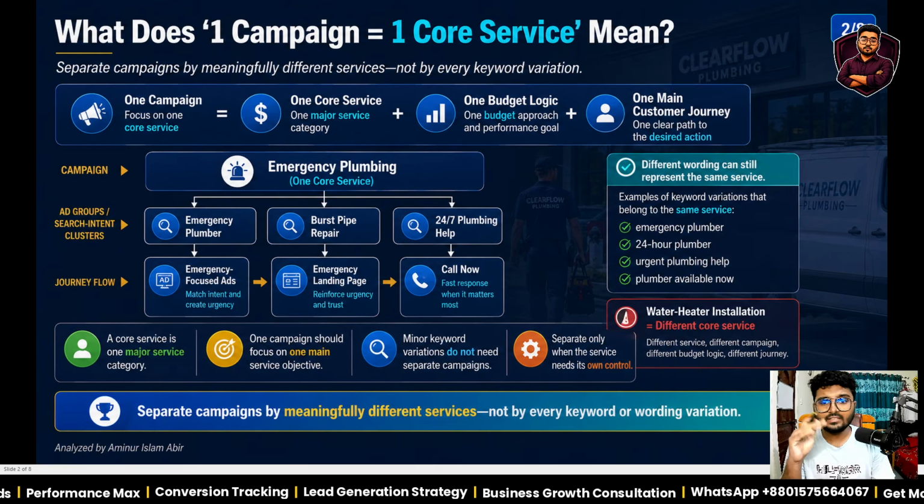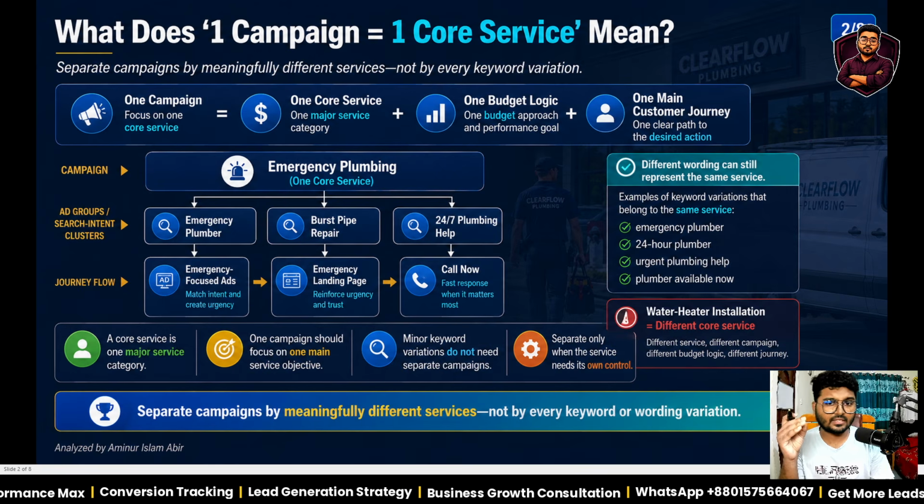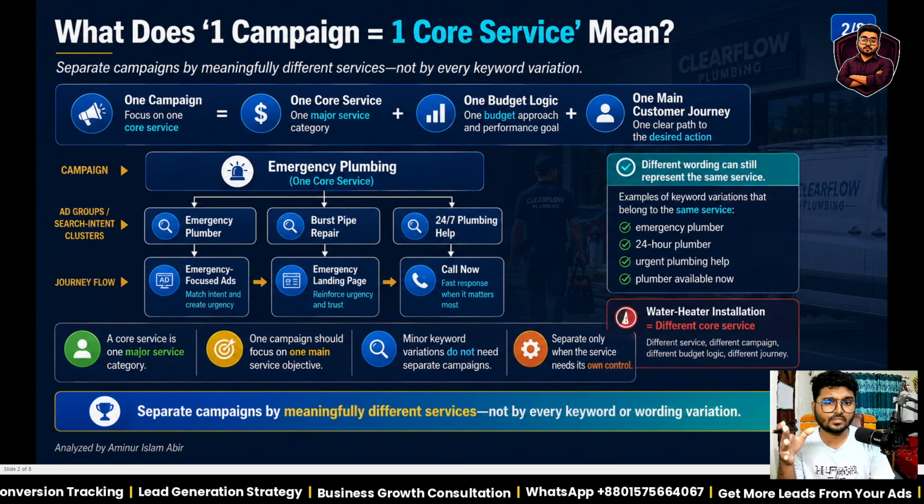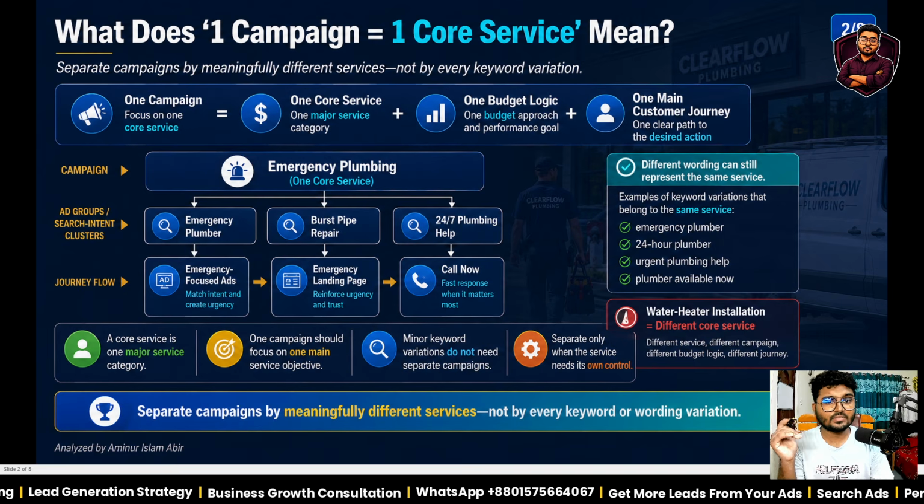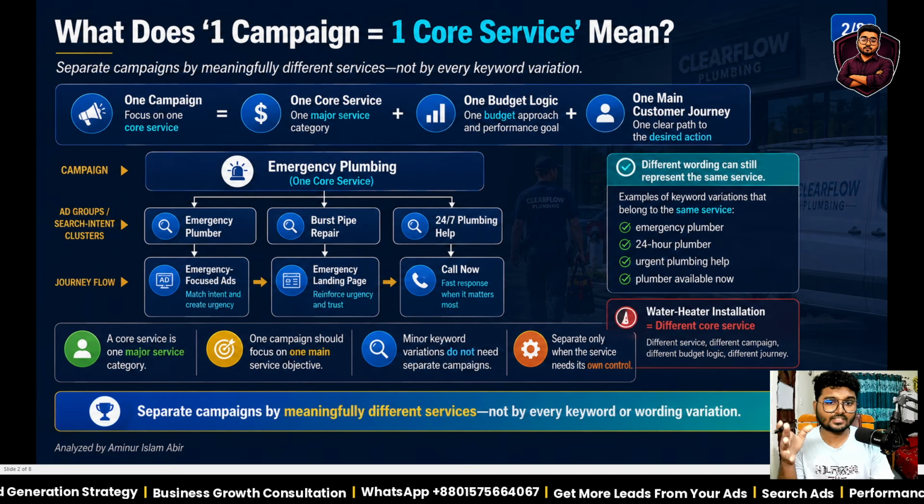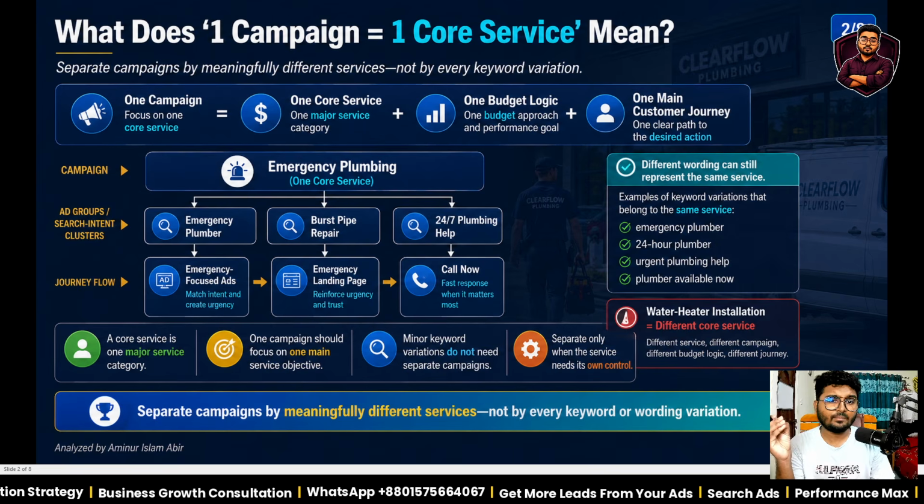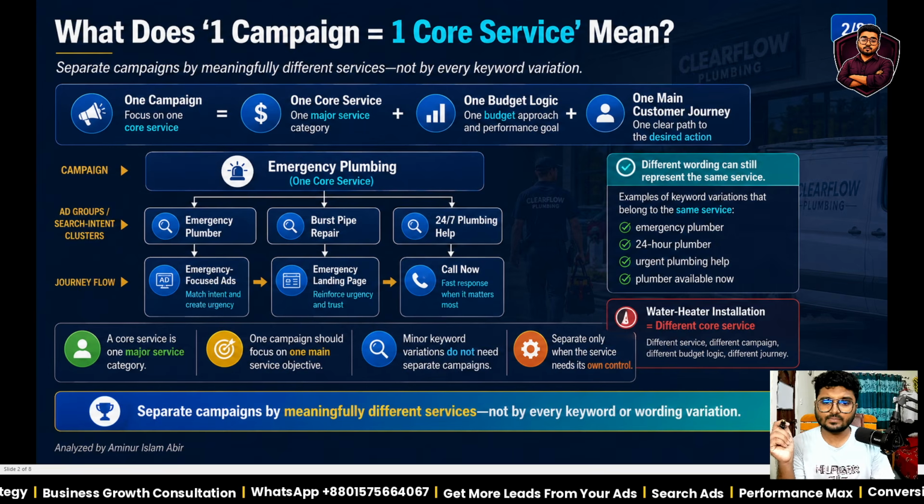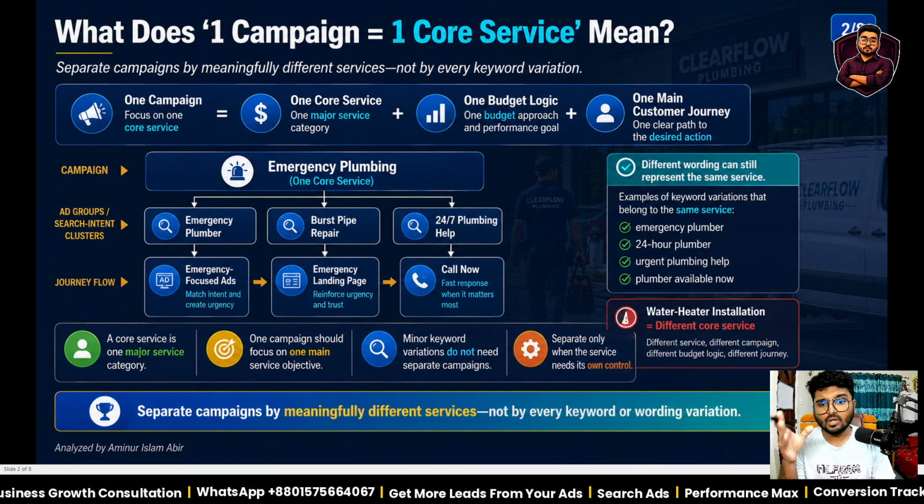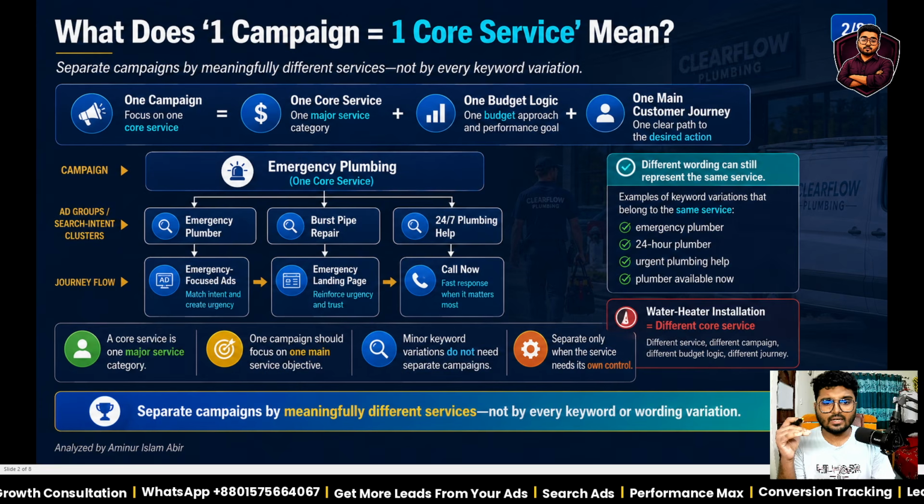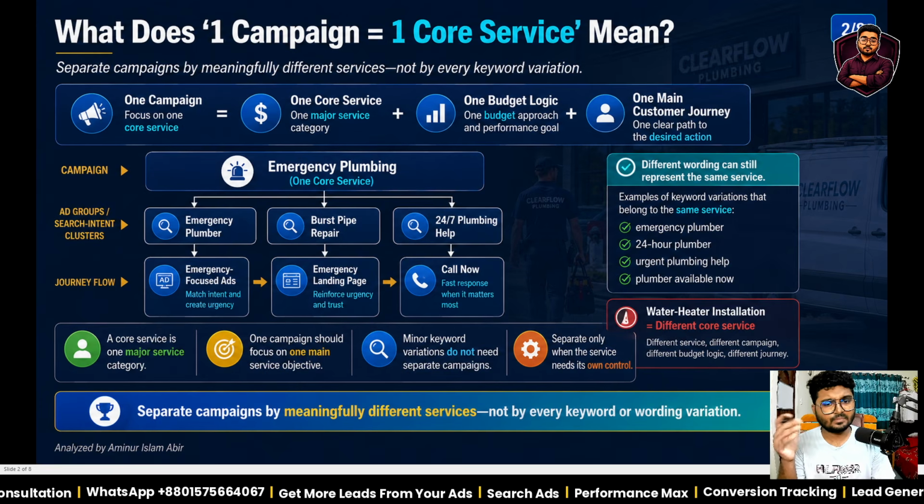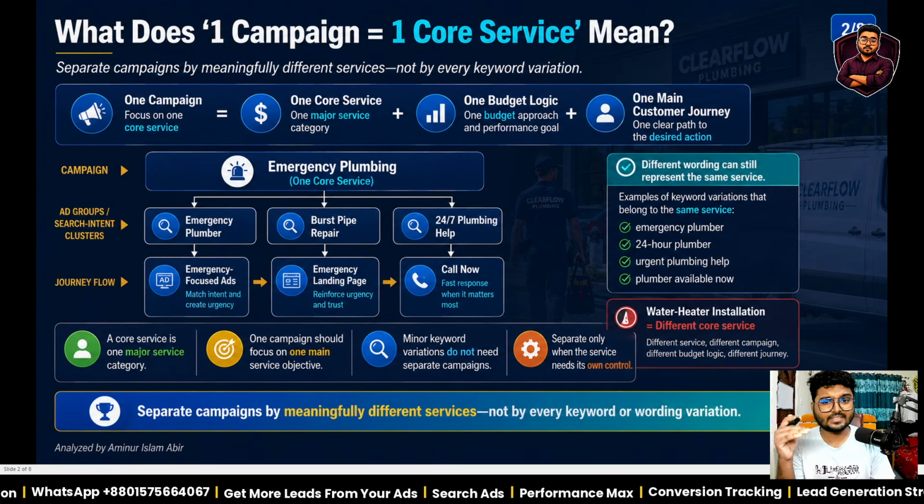However, water heater installation represents a different service. The customer may need product options, pricing, energy efficiency information, warranties, and quotations. The customer should not receive the same journey as someone dealing with a burst pipe. The simple formula is: one campaign equals one core service plus one budget logic plus one main customer journey. This does not mean every keyword requires a separate campaign.